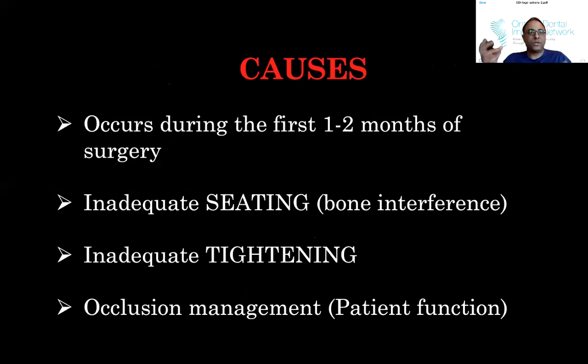So it's loose, the patient gets a bolus of food or a brush and now it loosens up, or the patient starts functioning on it. The healing abutment's too high, or oftentimes the temporary crown is not fully out of occlusion, or the patient starts occluding.